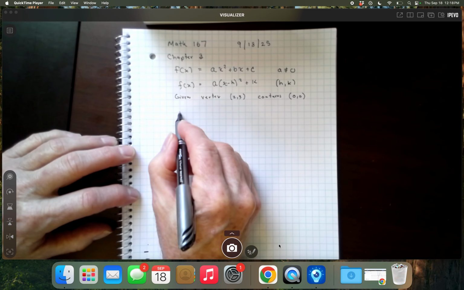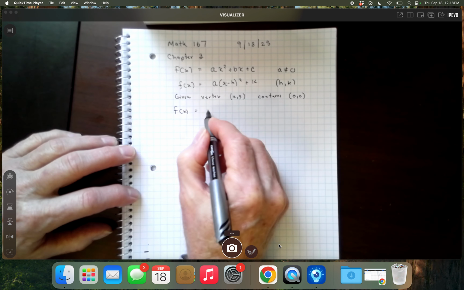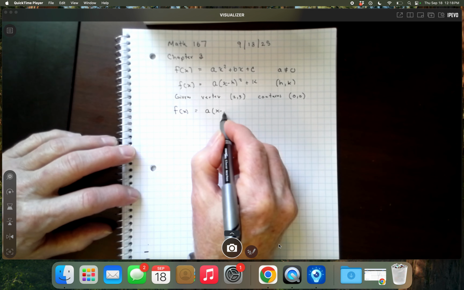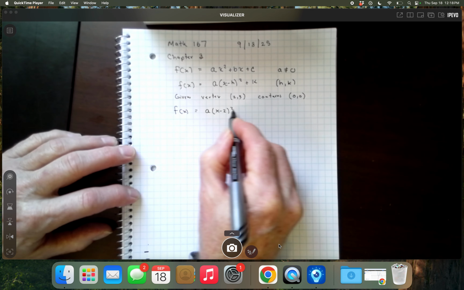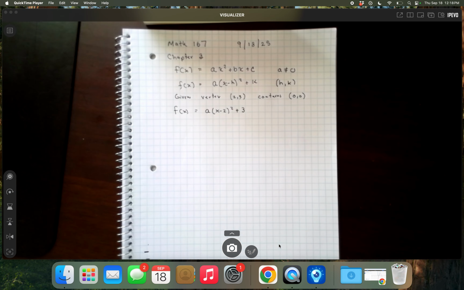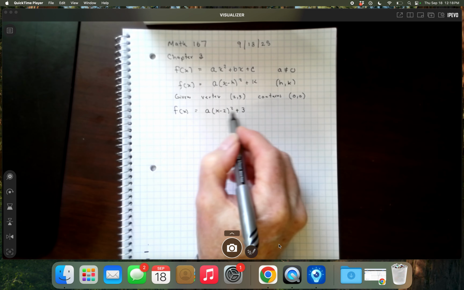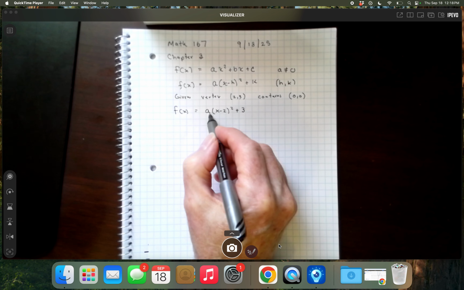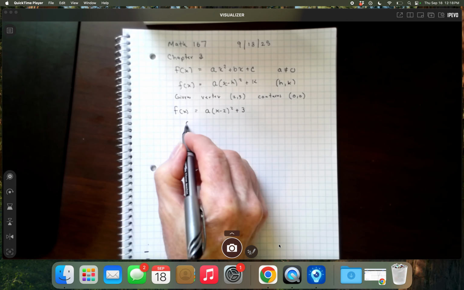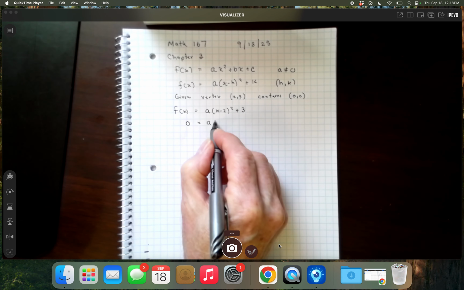You're going to say, okay, that will be f of x is a times x minus 2 squared plus 3. Okay, so we have that much. So there we've used the fact that the vertex is at 2, 3 to write this. But now we got to figure out what a is. And we can do that using this information here. We know that our output y is equal to 0 when x is 0.